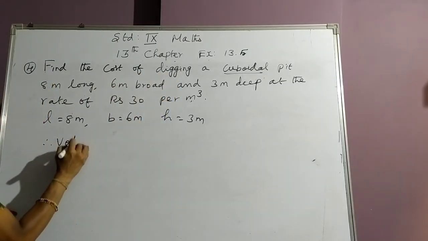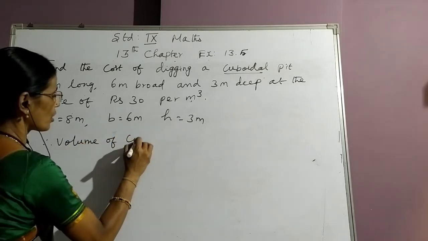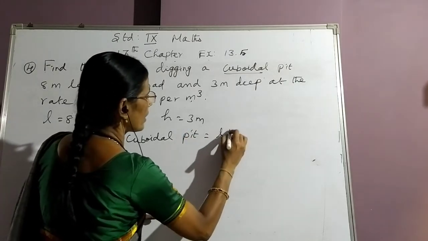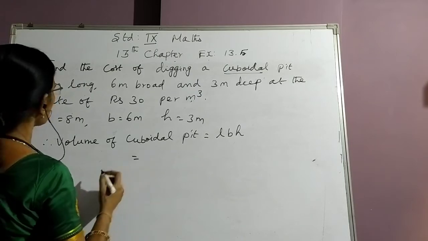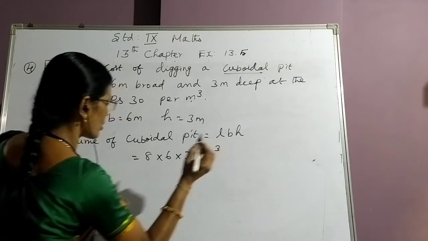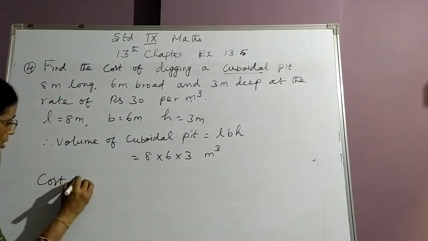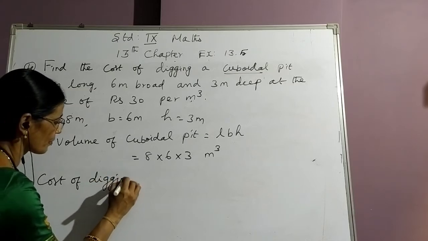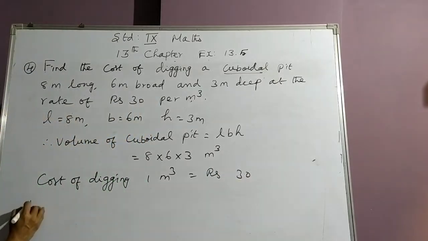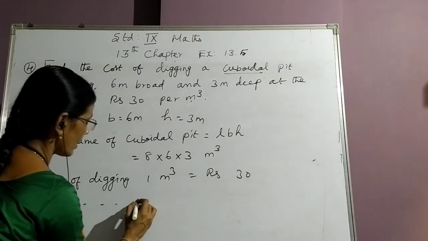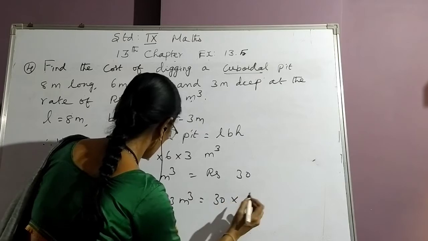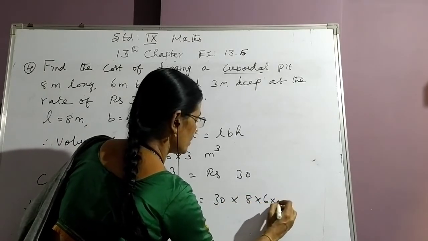So let us find volume of cuboidal pit. Volume of cuboidal pit is length into breadth into height. So length is 8, breadth is 6 and height is 3 meter cube. Cost of digging 1 meter cube is equal to rupees 30. Therefore, cost of digging 8 into 6 into 3 meter cube equal to 30 multiplied by 8 into 6 into 3.